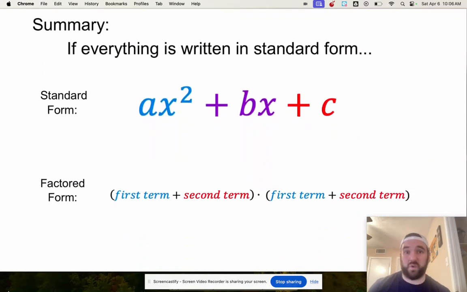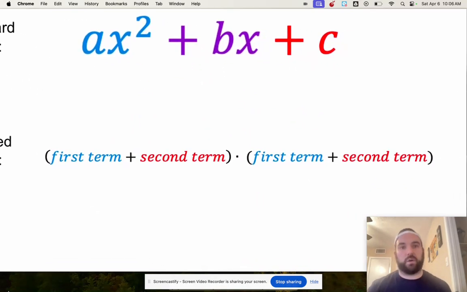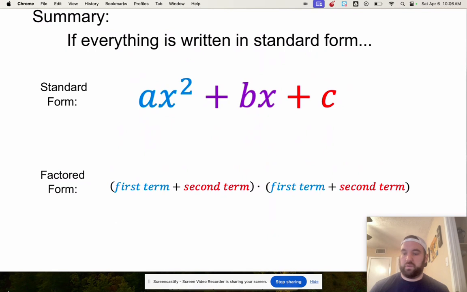So again, short little video, just a reminder of how this works. The first term, and you'll see the color coordination here, the first term times the first term has to multiply to ax squared. Your last terms in your binomials have to multiply to the c value, and then you just need to check to make sure that you get that middle term when you multiply.